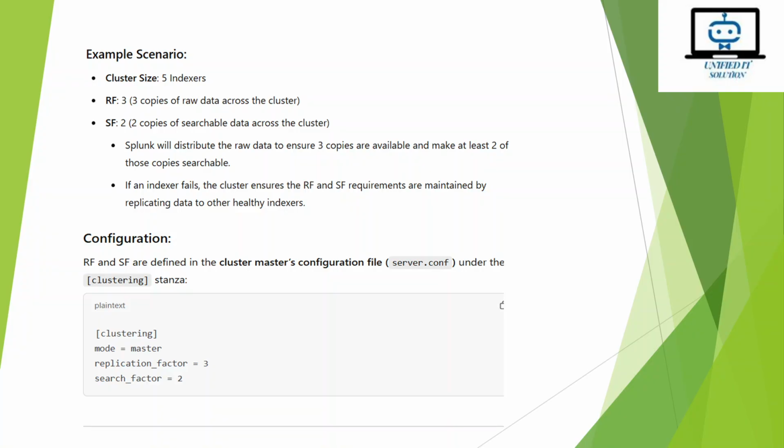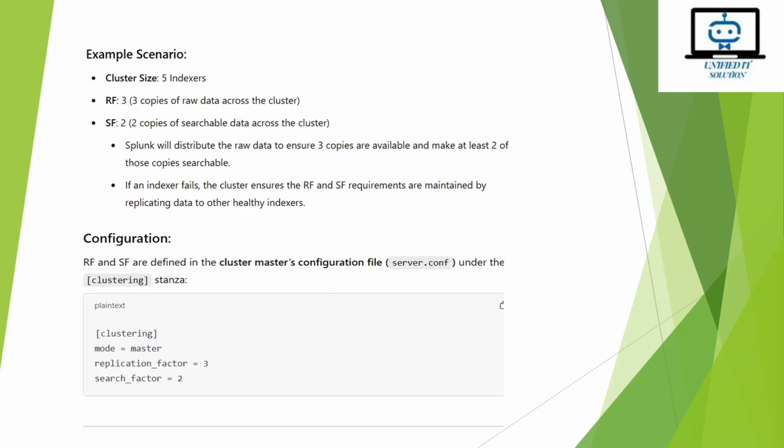So with a search factor of 2, 2 copies will be uncompressed. Uncompressed means it will take more space, and compressed means it will take less space. However many copies you make searchable, they will be uncompressed and will take high storage. So make sure you set the search factor and replication factor carefully, because they directly impact your storage. Understand the environment first, and only then enable it.